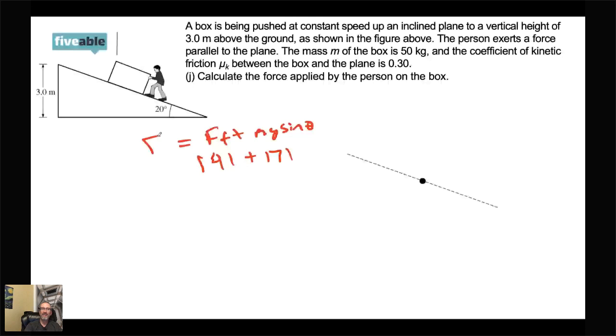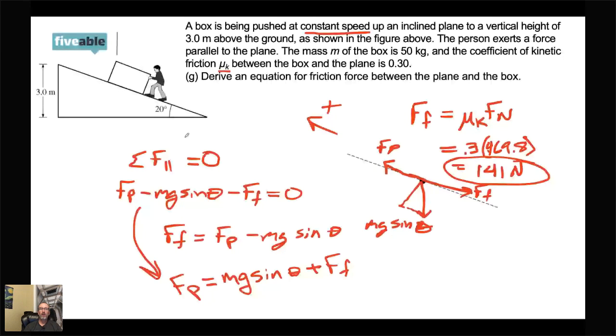Now, where did we get that? Let's back up one more time. Here we said sum of the forces parallel. Those are the three forces. So even though this one's down here, it's still part of our system. Fp minus mg sine of the angle minus the force of friction. So Fp is mg sine of the angle plus the force of friction.